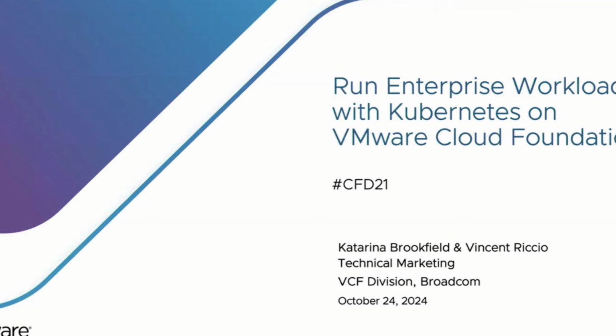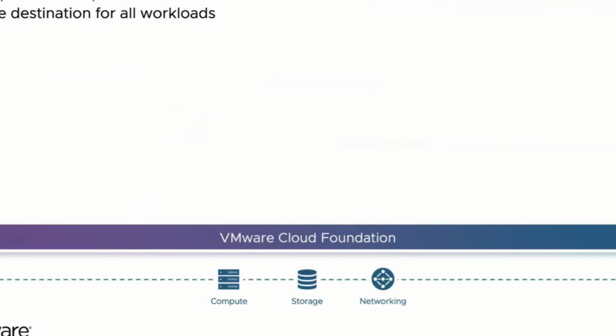So I would like to start by providing a little more clarity on what we are doing with VCF and how we are harnessing the power of not just the compute, but also the underlying storage and networking that VCF offers. What we do in this space is embed a declarative API into VCF. This is called vSphere Supervisor, and it allows our customers to deploy workloads.